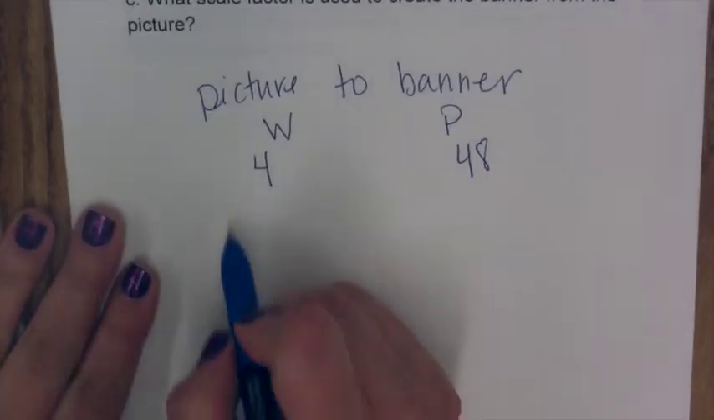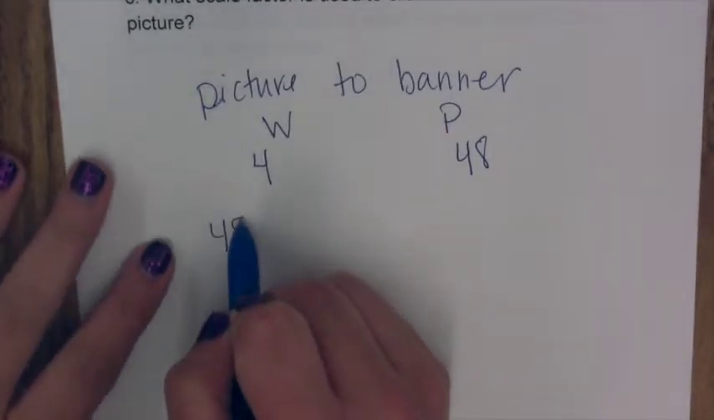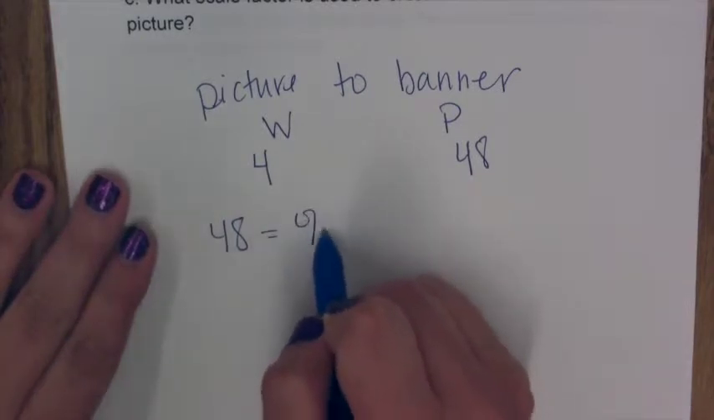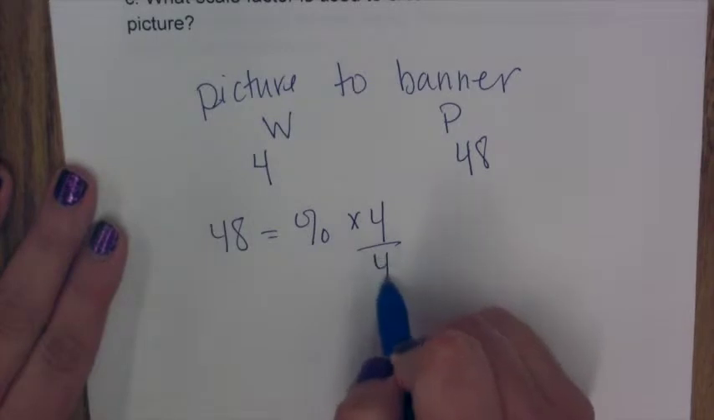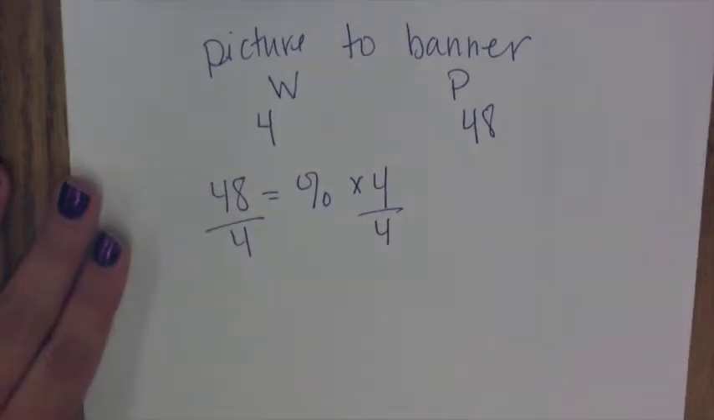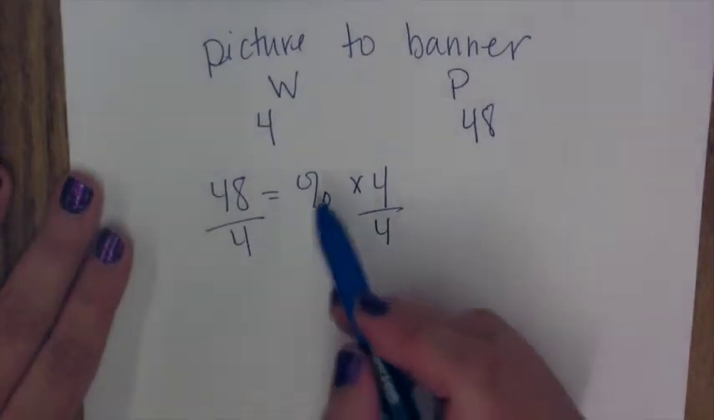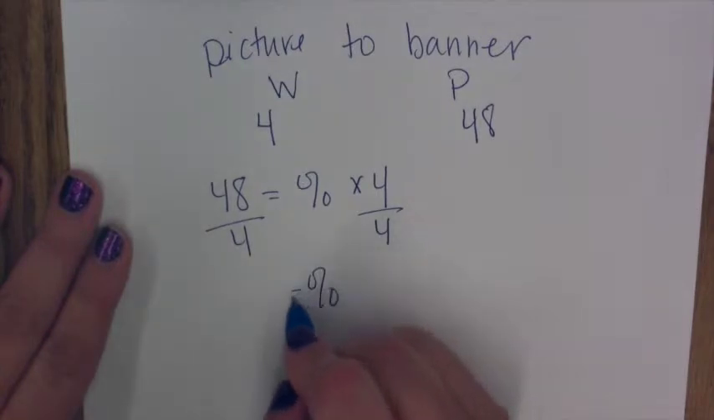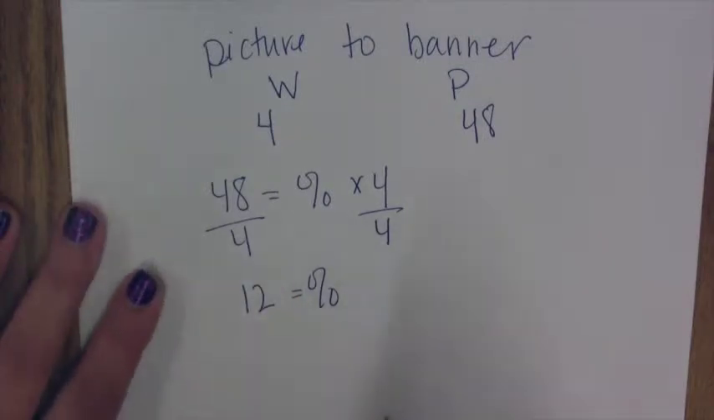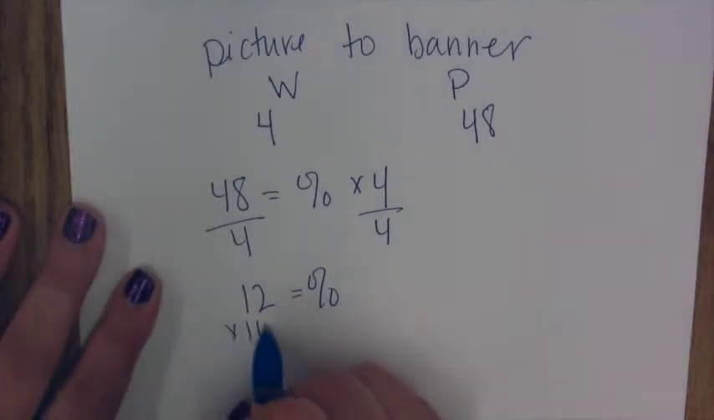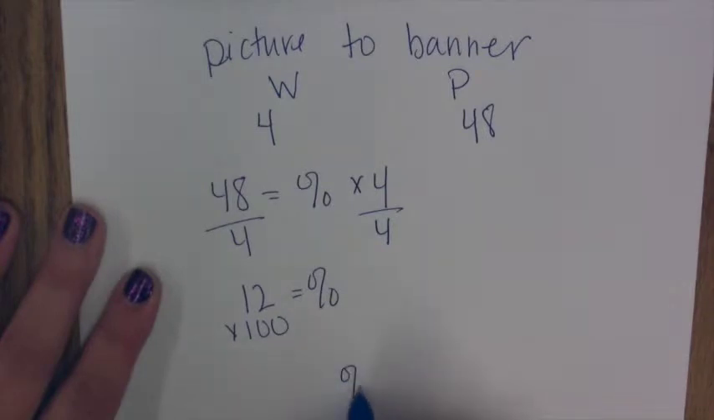All right, so let's work this out. 48 is equal to the percent times 4. We need to divide by 4. When we divide this out, we get that our percent would be equal to 12. Now remember, this isn't the percent yet. This would be the decimal form, so we have to times by 100. And we get that our percent is 1200%.